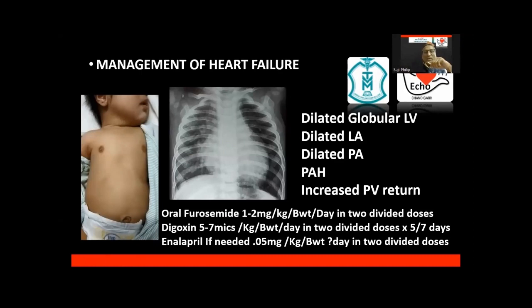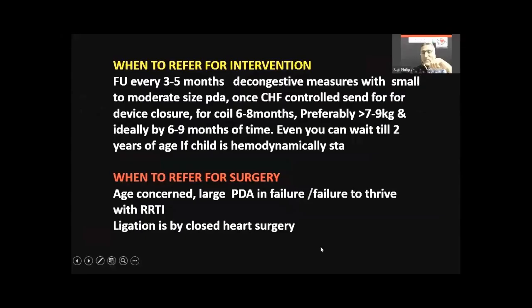On such occasion, please write furosemide 1 to 2 milligram per kg body weight per day in 2 divided doses. Digoxin 5 to 7 micrograms per kg body weight per day in 2 divided doses, 5 days in a week. If the failure is not controlled after 2 weeks of therapy, I used to put enalapril, the ACE inhibitor, 0.05 milligram per kg body weight in 2 divided doses.